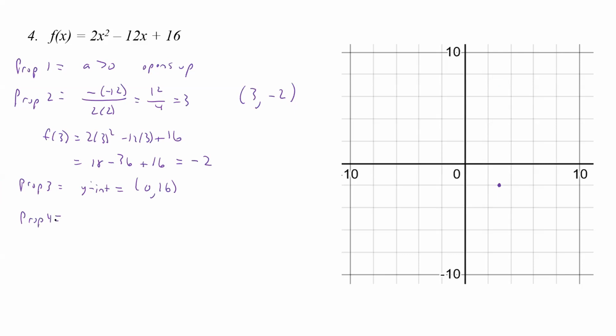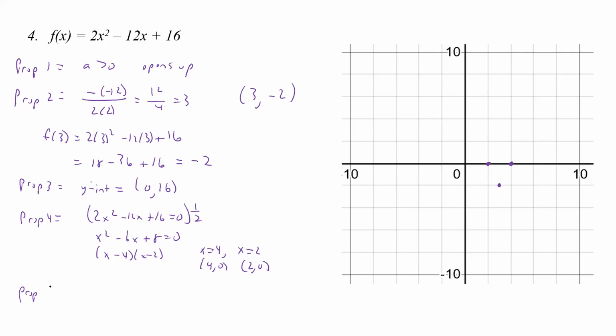Property 4, we're going to say 2x squared minus 12x plus 16 equals 0. And we're going to make it simpler, so multiply by a half because they all have a factor of 2. So x squared minus 6x plus 8 equals 0. So (x minus 4)(x minus 2), and so x equals 4, x equals 2, so we'll have 4 comma 0 and 2 comma 0. All right, so 2 comma 0 is right there, 4 comma 0 is right there.